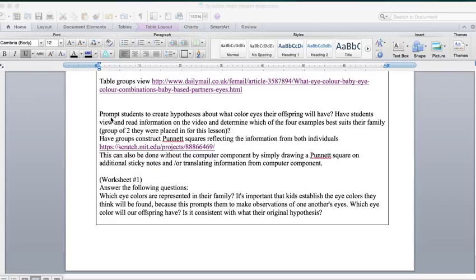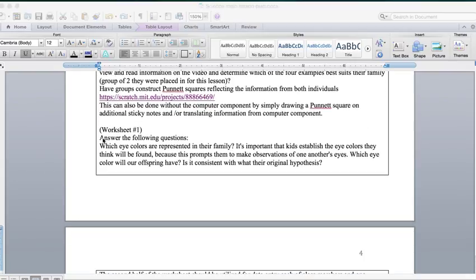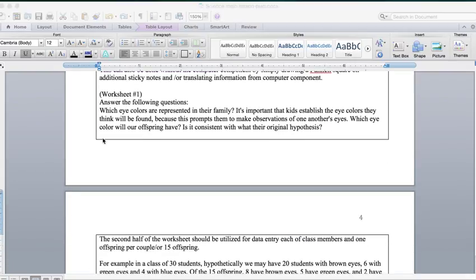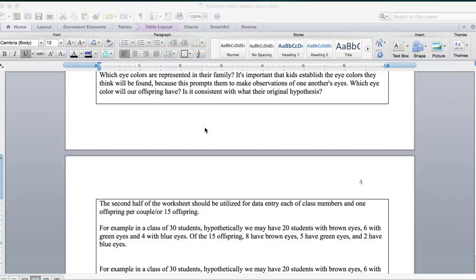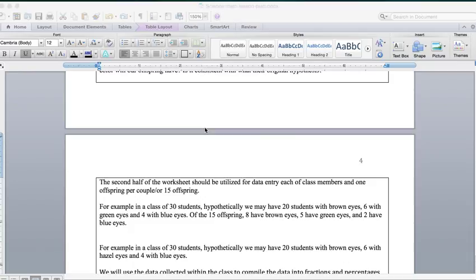Okay, so once they've done that, you're going to want them to go through a worksheet, which I've already done with the last website, identifying what their eye colors are, representative between the two groups of children and what their offspring would be. It's kind of nice to establish this because most children don't look at each other's eyes. And it prompts them to make observations about one another and form a hypothesis about what they think their offspring is going to be.